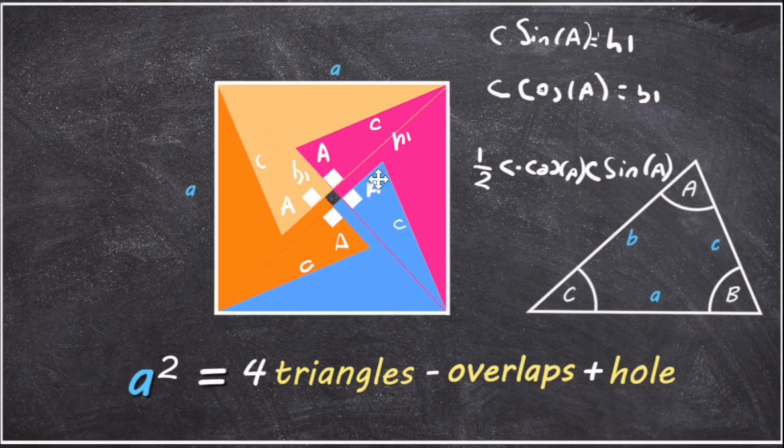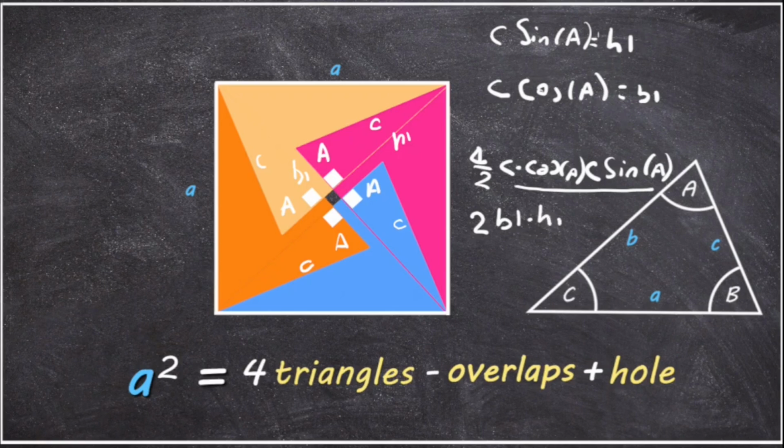Since all of the 4 right-angled triangles have the same hypotenuse and contain the angle A, C sine A must be the height of all the overlaps, and C cosine A must be the base of all the overlaps. So the sum of all the overlapping triangles must be 4 over 2 times this value. So 4 over 2 times the trigonometric value would be 2 times C cosine A, which equals B1, times C sine A, which is H1. I'll substitute the values back in at the end by using these two equations.